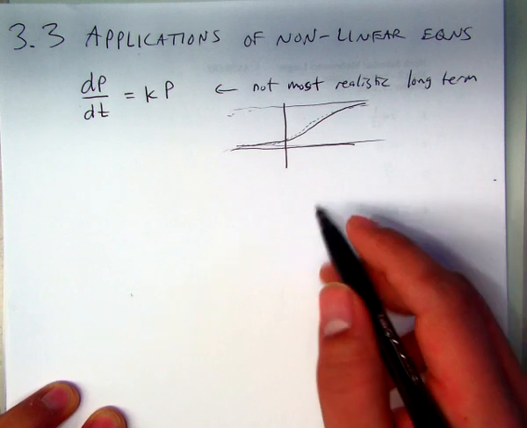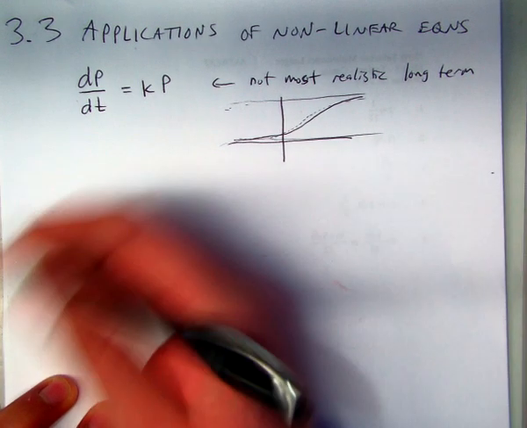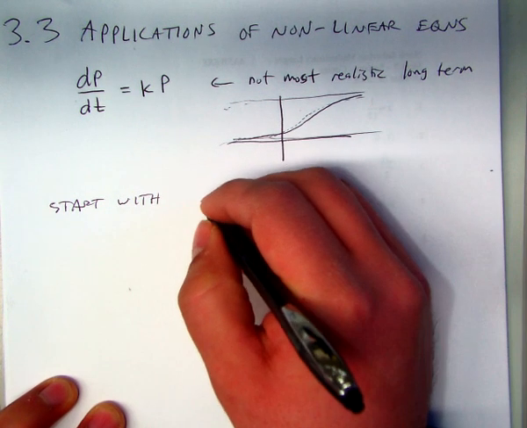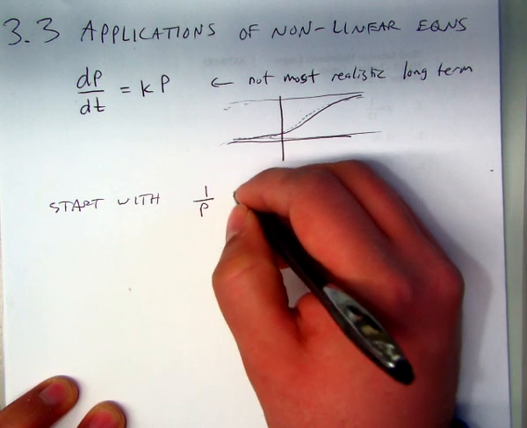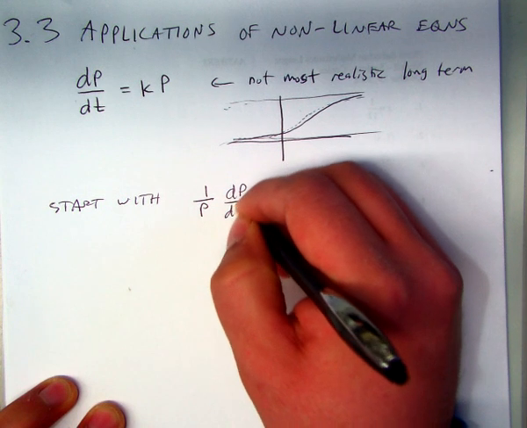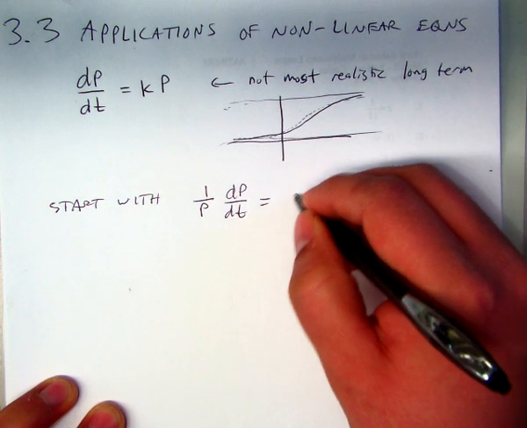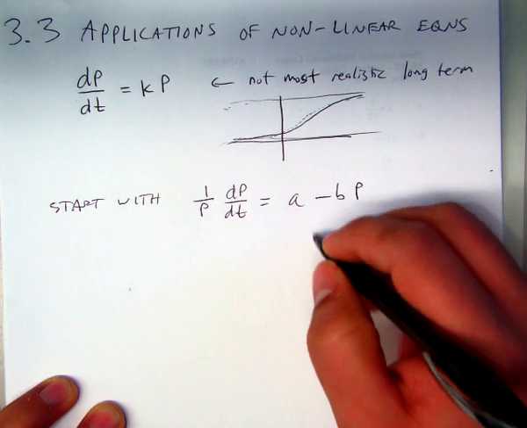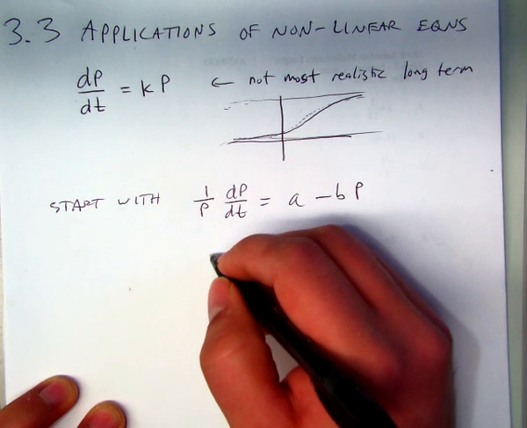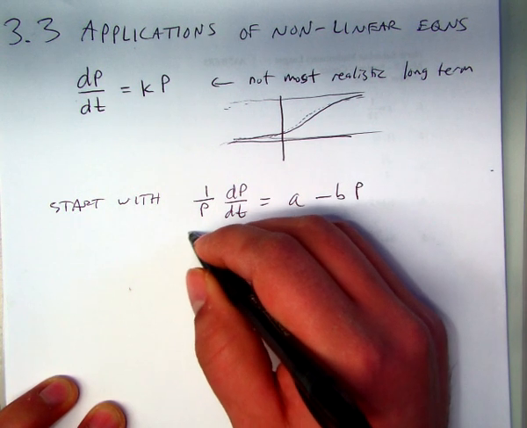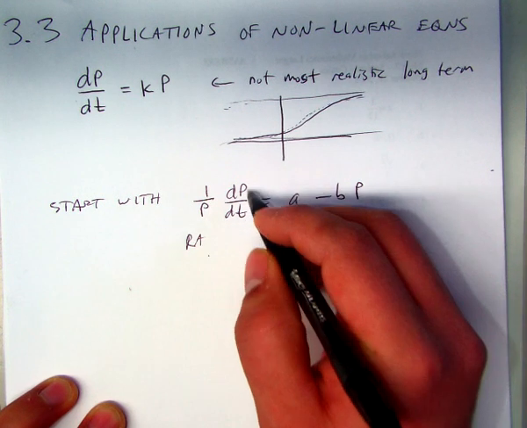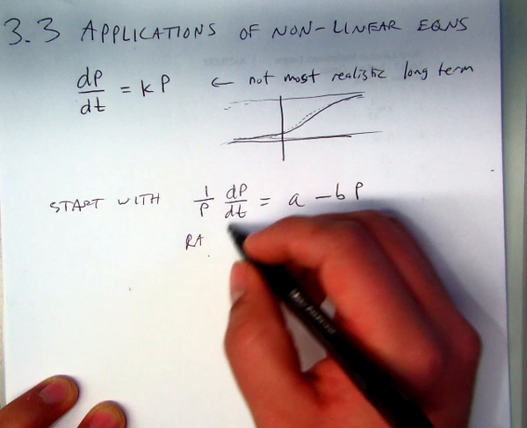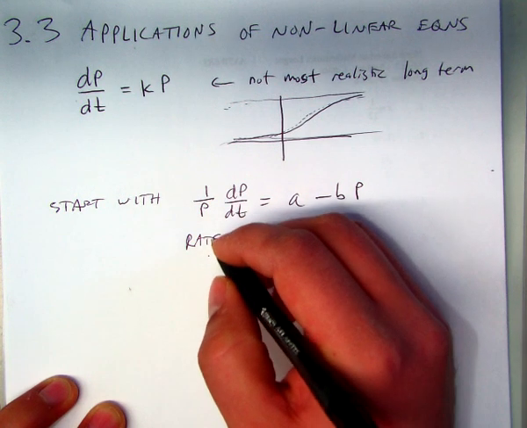Okay, and the idea is that we start with the model 1 over p times dp dt equals a minus b times p. Okay, and I'll explain what this is. This left-hand side, you can think of that as the rate of growth per person. Okay, so if you multiply it by 1 over the population, the left-hand side is the rate of growth per individual.